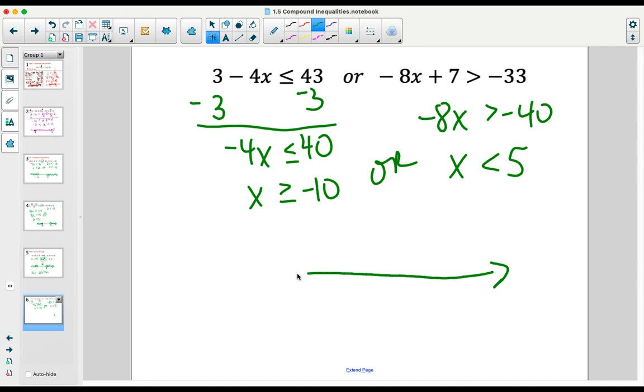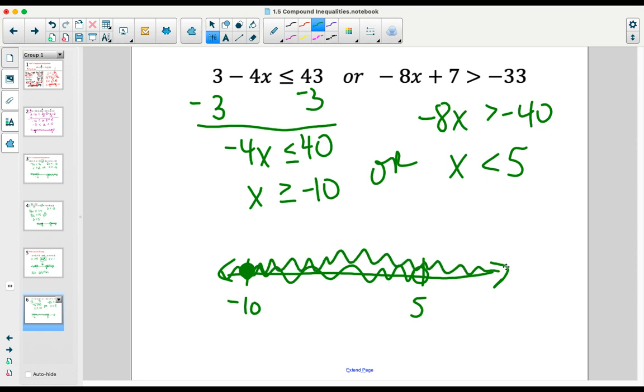If I am x is less than 5, here's 5, and I am all of this. And then way down here is negative 10, and I'm greater than that. This compound inequality was set up with an issue from the very beginning. I ended up shading the entirety of the number line.